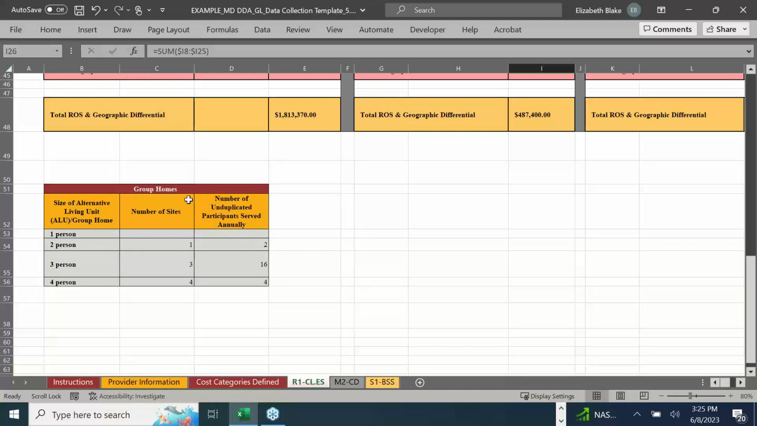So this information, and all of the tabs in your general ledger collection template, there's going to be a table at the bottom or in the beginning of the template. However, it's going to vary depending on what service we're looking at. So each of the services has a unique set of data points that we would like to collect. So just make sure to remember to scroll down and see if you can fill in the tables that are here at the bottom.